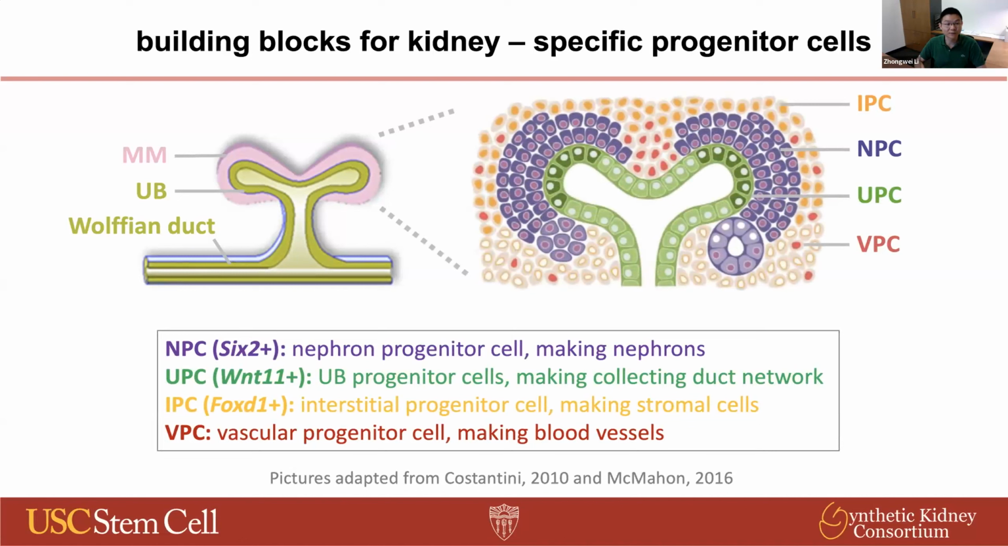With further analysis of the MM and UB, we now know that at least 4 different progenitor cells are within the UB and MM to drive this process. These include nephron progenitor cells, shown in purple here, the NPCs, that generate nephron structures. Closely adjacent to the NPCs, at the budding tips of the UB structures, are the ureteric progenitor cells, UPCs, expressing WNT11, which self-renew and generate the whole collecting duct system. At the most outer layer of the MM, close to the NPCs, is one layer of interstitial progenitor cells, IPCs, that generate stroma populations. In addition, there are vascular progenitor cells that generate the vasculature of our kidney.